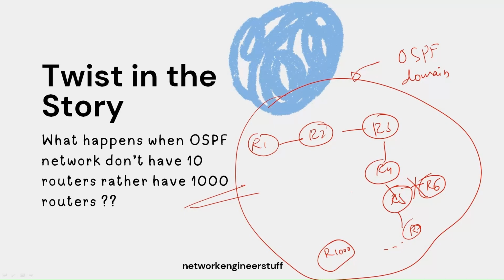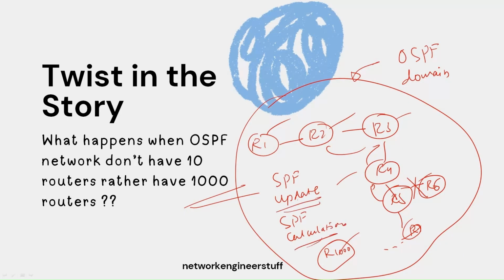When this link goes down, this will result in SPF calculation on all the 1000 routers. All these 1000 routers will do SPF calculation, because when this link goes down, R5 is going to send the update to all the routers that the link between R5 and R6 has gone down. This will be an SPF update which will be sent to all the routers, and all the routers will do SPF calculations, that is, shortest path first calculations.